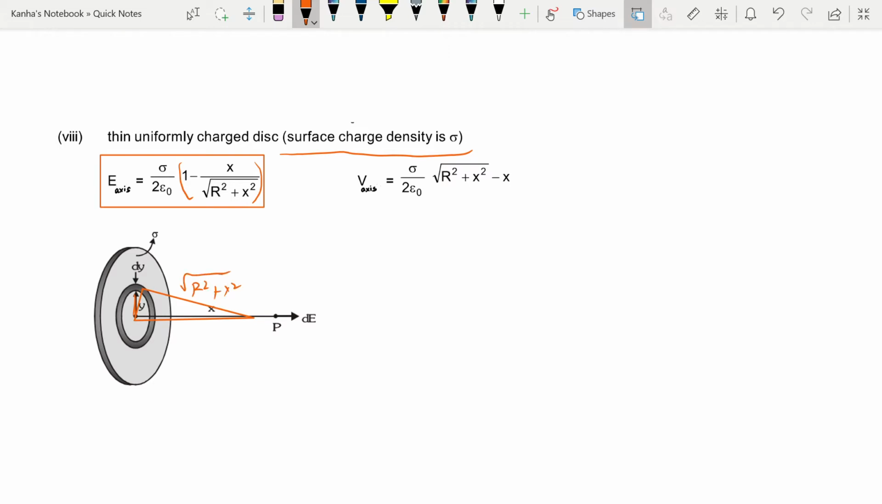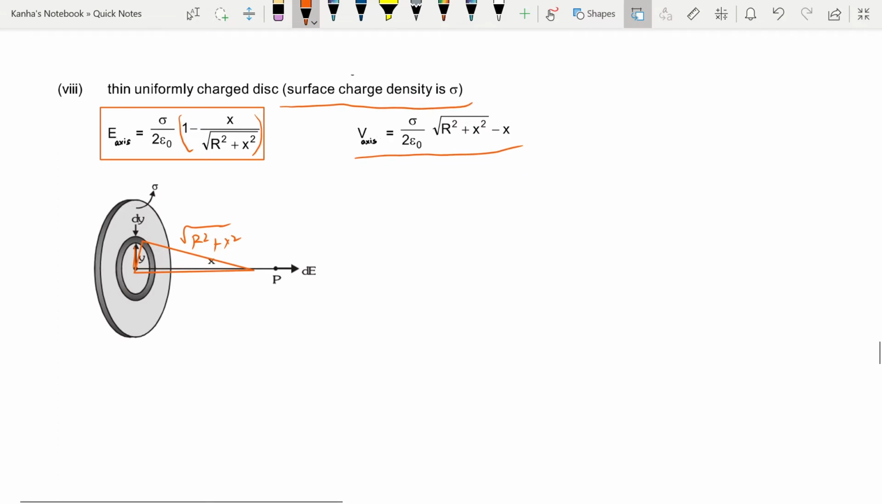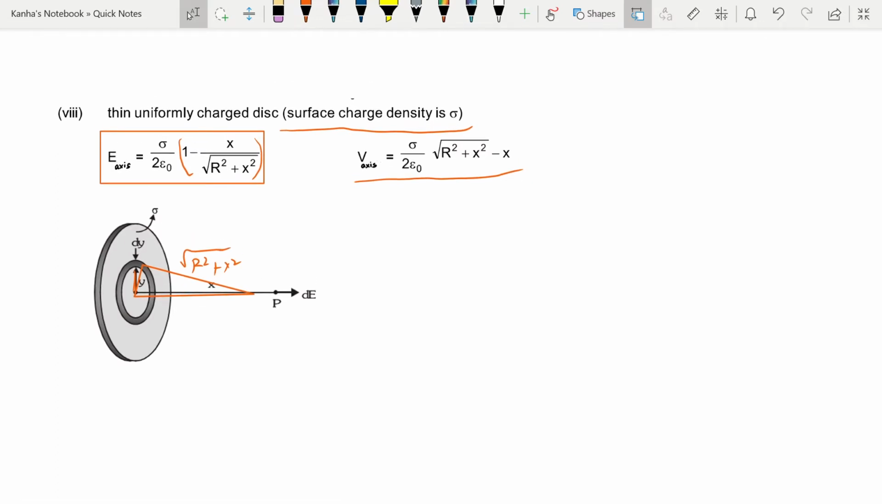Okay, similarly you can find the V on the axis. Disks generally don't come in the paper, so you might not think that this is important, but if you're trying to remember some things, then this is worth remembering.